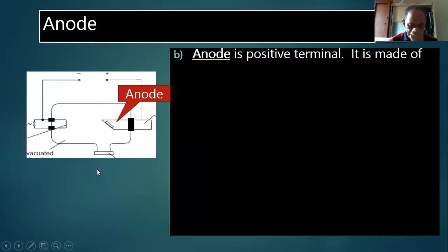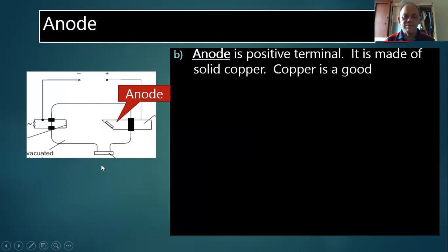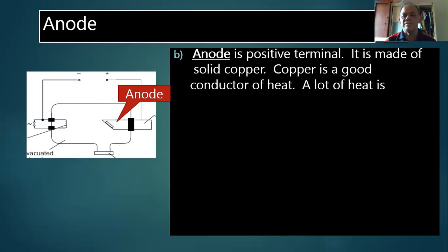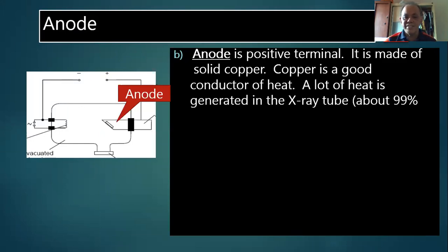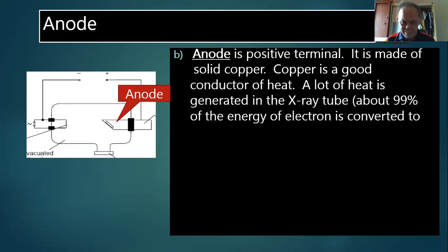The anode is positively charged by this power supply. It is made of solid copper. Why copper? Because copper is a good conductor of heat. A lot of heat is generated in the X-ray tube. About 99% of the energy of the electron is converted to heat.